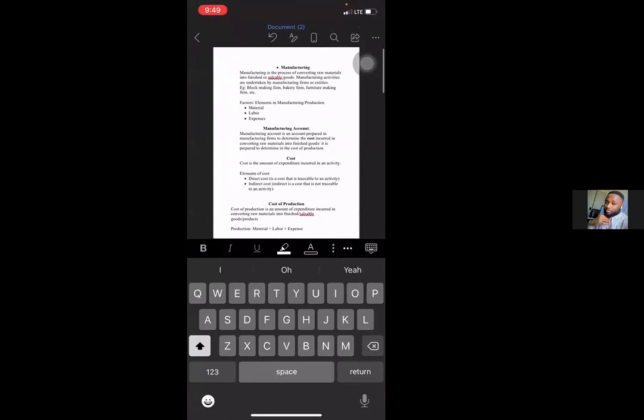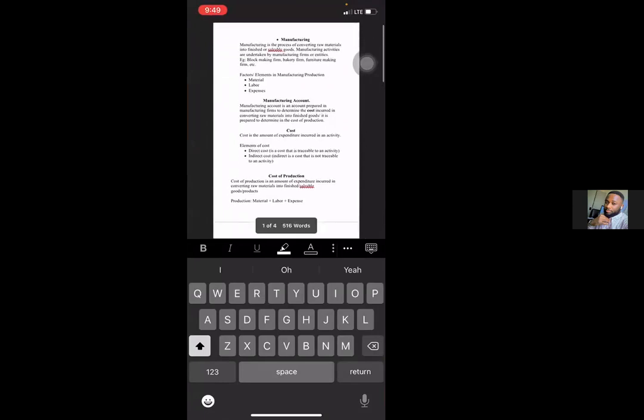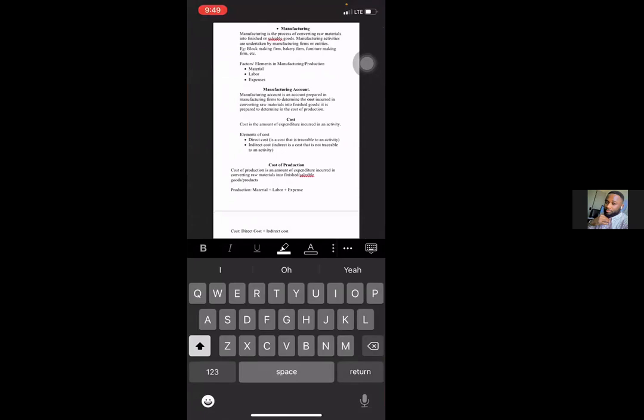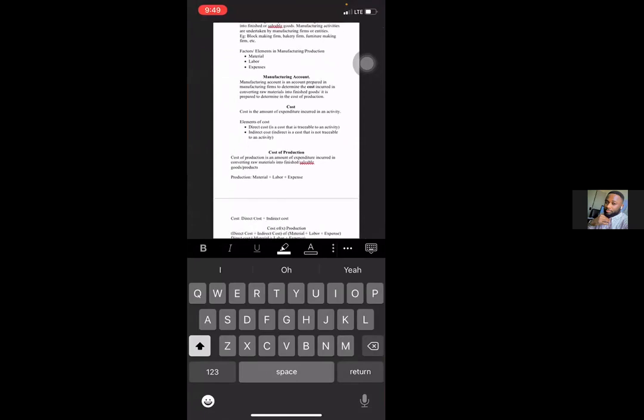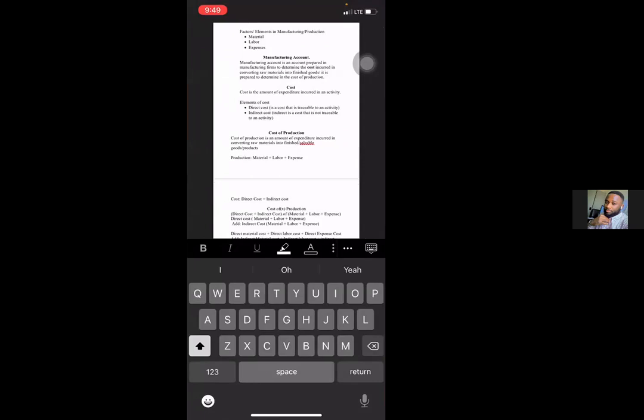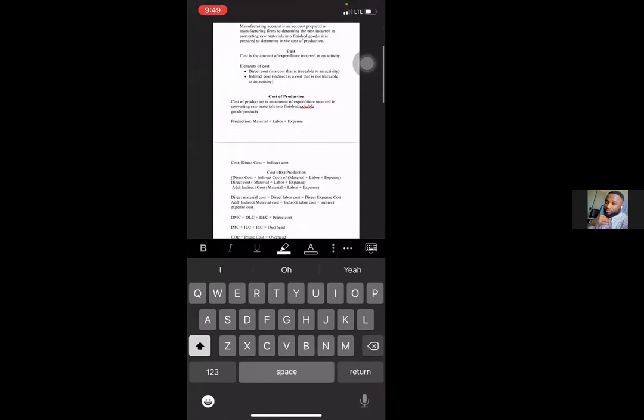Okay, so if there's no question, today we looked at manufacturing. We discussed the definition of manufacturing. You got to know that as an accountant, you are required to prepare a manufacturing account to know the cost incurred in production. So we found it plausible to look at cost as well. We discussed cost and, under cost, the elements of cost. If you want to know the cost of production, you have elements of cost and elements of production. When we multiply the elements of cost by the elements of production, we get cost of production.